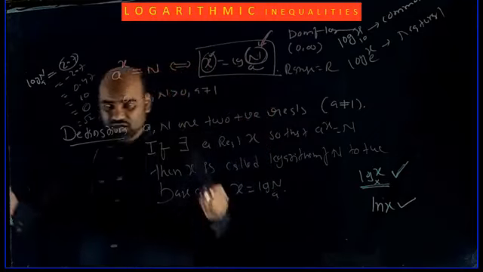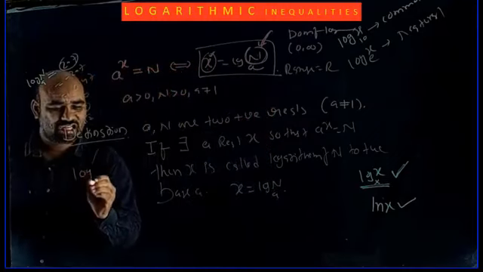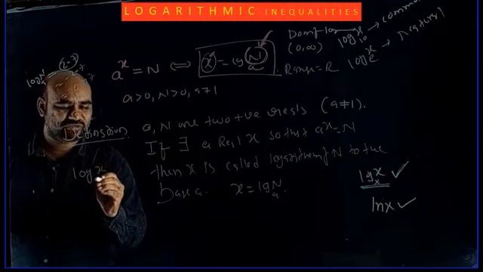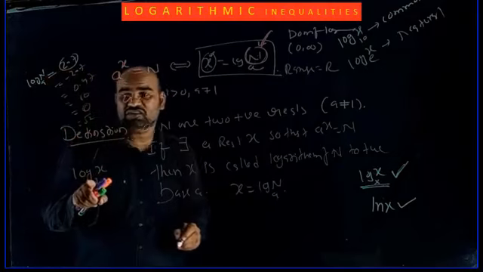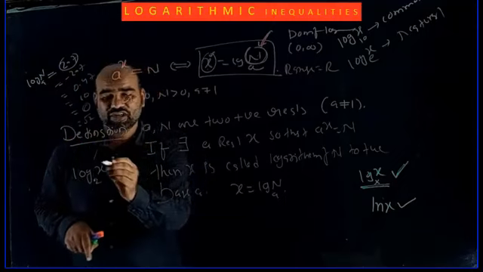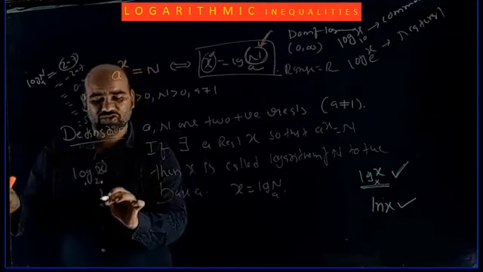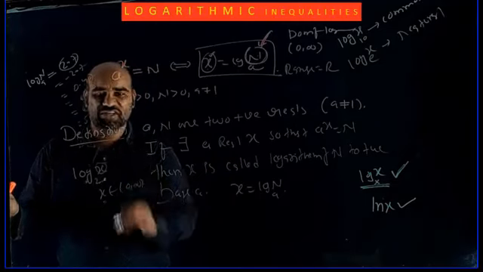Understood? Observe here. Logarithm of some x base 2 is given. For what values of x is this defined? It means your x should be a positive real number, that is, x belongs to 0 to infinity.